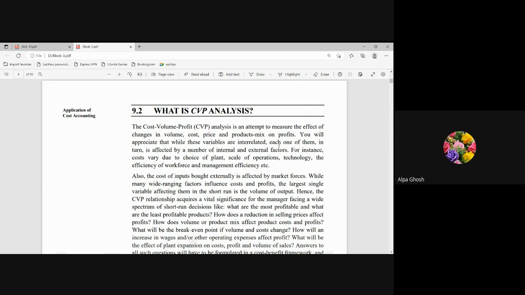So these all factors are interrelated. For example, cost vary due to choice of plant, scale of operation, technology, the efficiency of workforce, and management efficiency. For all these reasons, you can see there is a variation in the cost. If you want to have a plant situated at a very prominent place, the cost of the plant will be more. If you want to go for large scale operation, the expenses will be more. Use of modern technology, you have to pay more. So we need to find out, with the variation of all these factors, what is the effect on our profitability.